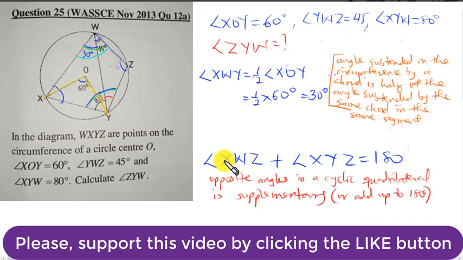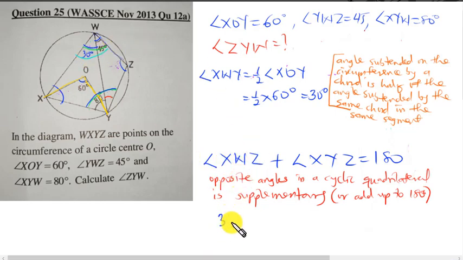So that means that the angle XWZ is 30 plus 45. Or you can simply say 75, because 30 plus 45 is 75. So plus the whole of this angle XYZ. I don't know angle XYZ here, but angle XYZ is 80 degrees plus the small angle here that I want to find, and that is angle ZYW.